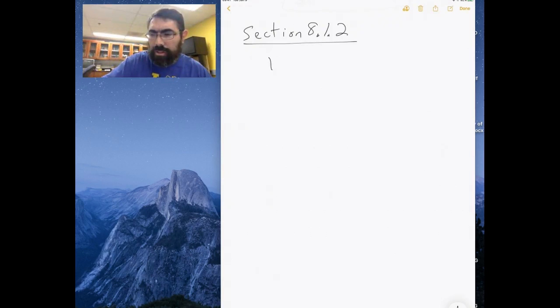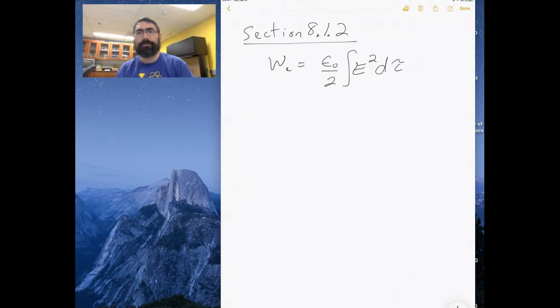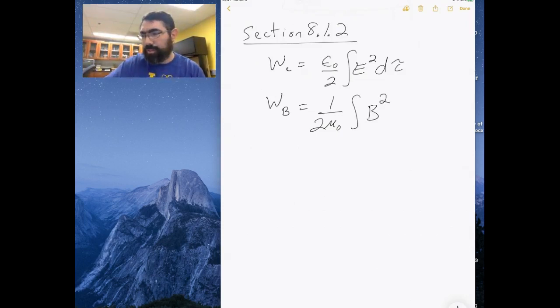So the amount of electrical energy we found before was the integral of the electric field squared over our volume, with some constants thrown in the front. For magnetic fields, the magnetic energy is 1 over 2 mu naught, integrating over the field squared, integrating over the volume. So the energy density, in both cases, is related to the field squared. The electric field squared, or the magnetic field squared.